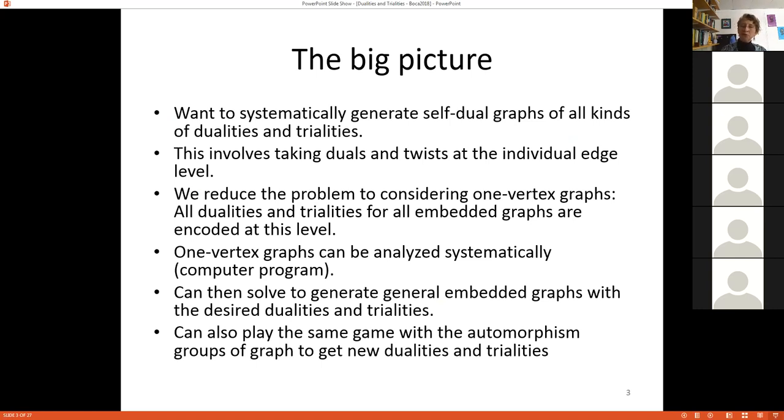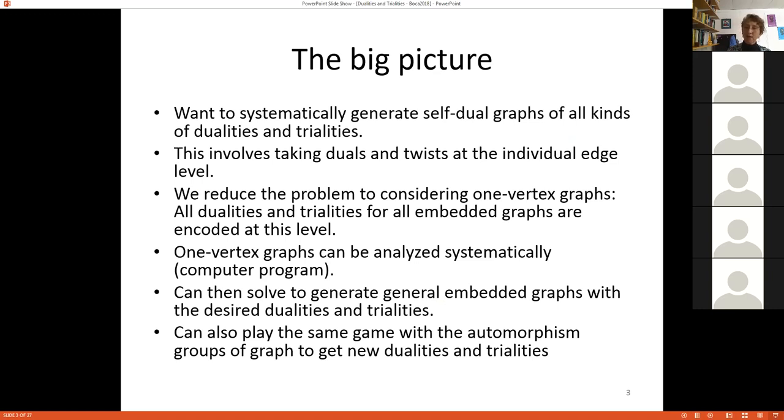What we're going to be able to do here in order to get a handle on this problem is reduce it all to considering just one vertex graphs. It turns out that all dualities and trialities for all embedded graphs are encoded at the level of one vertex graphs with just a bunch of loops. These one vertex graphs can be analyzed systematically. We've got a computer program that does it.